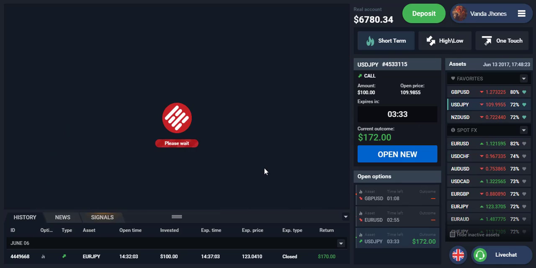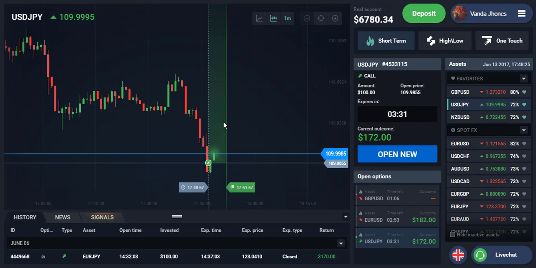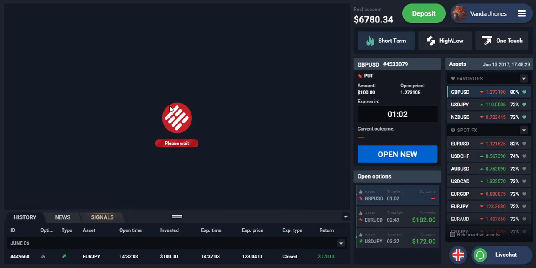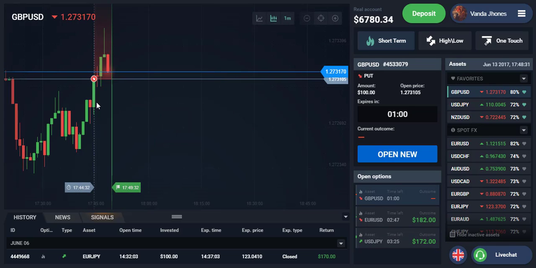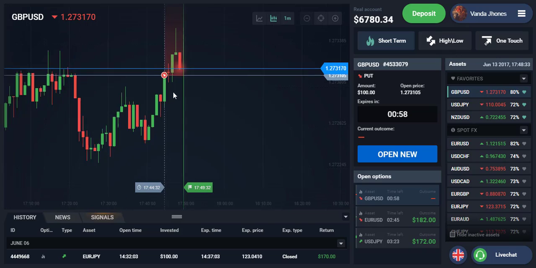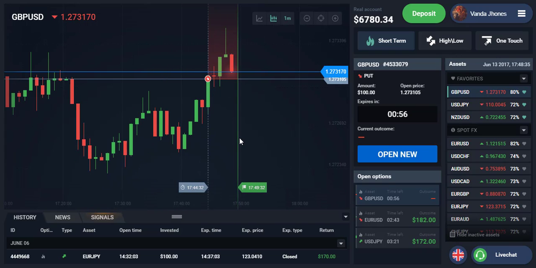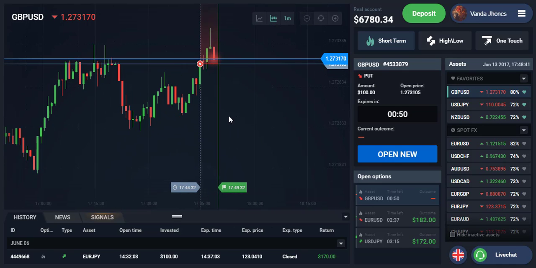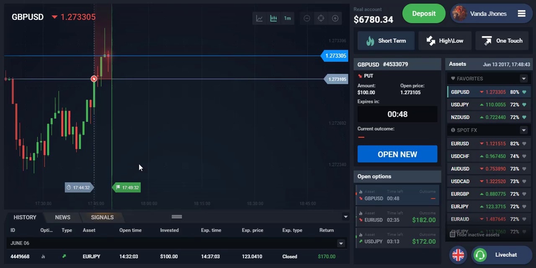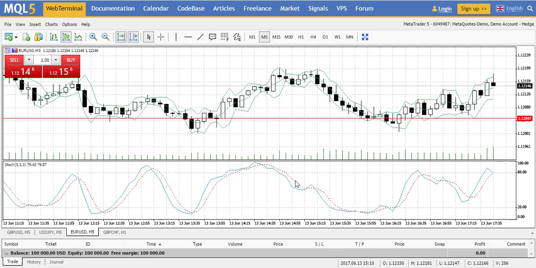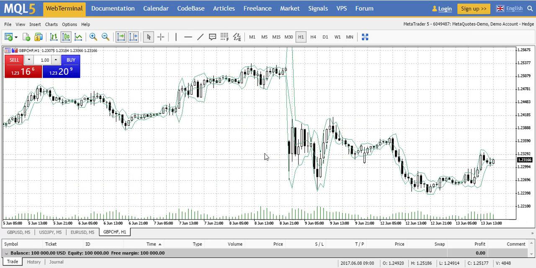So USD JPY is proving to be correct thanks to the stochastic, not the Bollinger Bands. And the GBP USD, the one that I opened using only Bollinger Bands, still has 1 minute more, but we'll see what we have in here. Guess nothing good really.